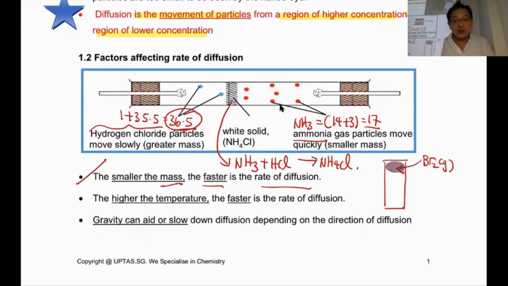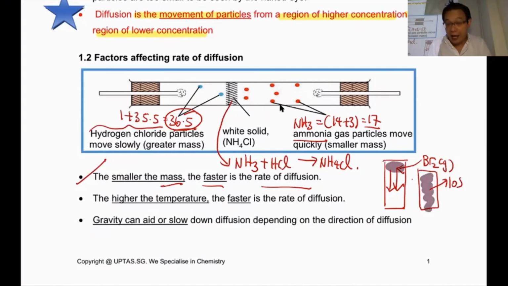Then it travels in the direction of gravity. Can you see that? It travels in the direction of gravity, so this is going to take a much shorter time. Maybe you will take about, let's say, 10 seconds for it to completely diffuse throughout, because it travels in the direction of gravity. As you know, gravity is going downwards.